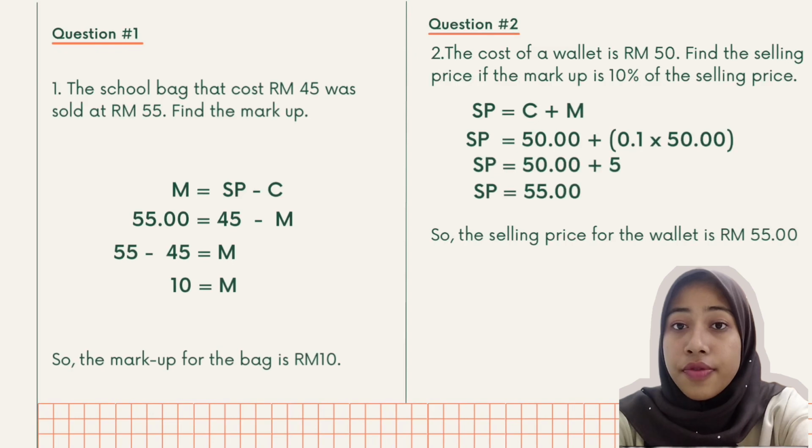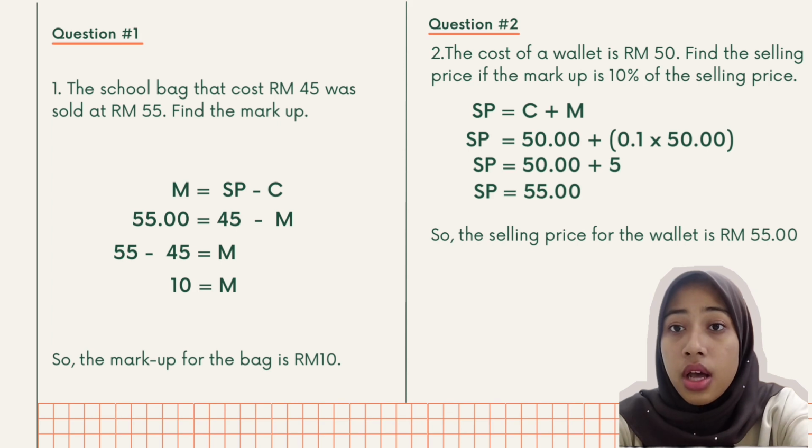So, discussion for question 1. We need to find the markup of the bag that costs 45 ringgit. So, we use the formula: markup equals selling price minus cost. 55 ringgit equals 45 plus markup. 55 minus 45 equals markup. 10 equals markup. So, the markup is 10 ringgit.